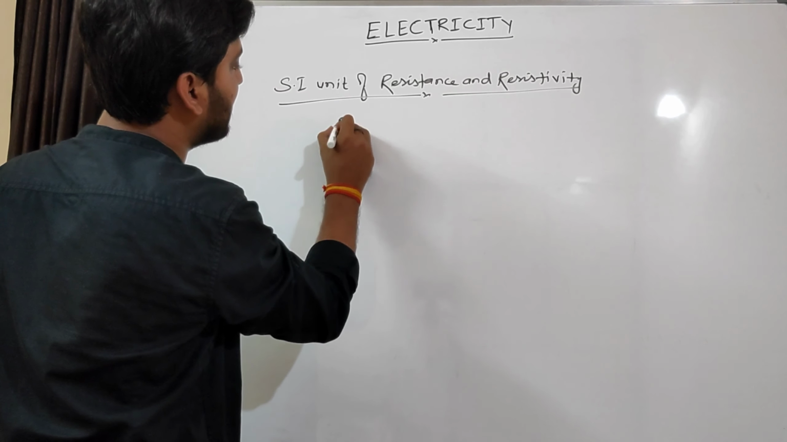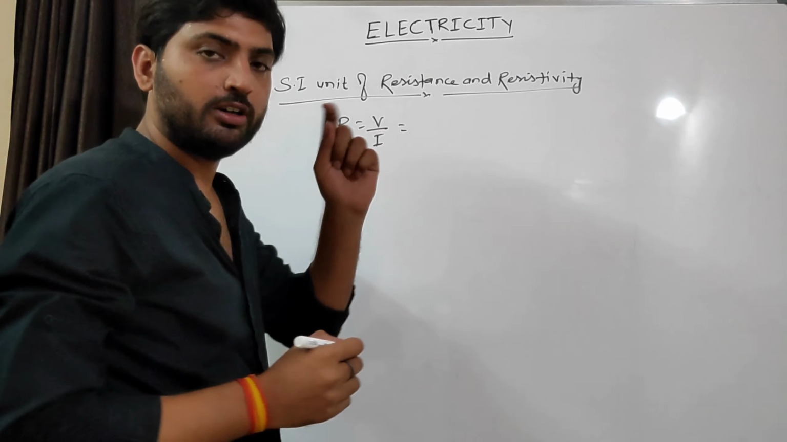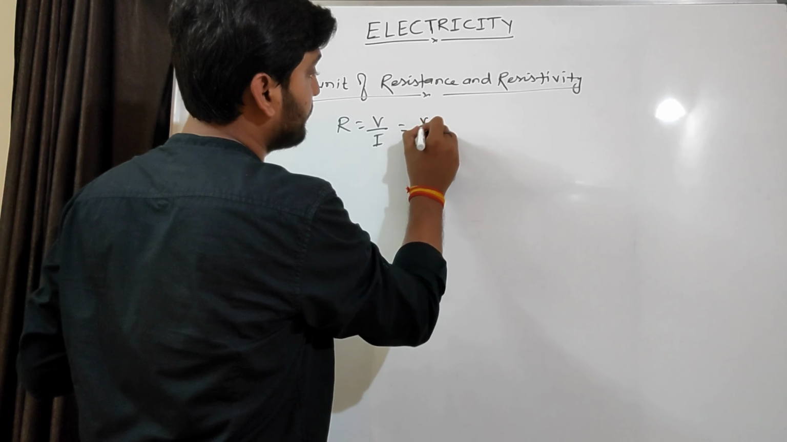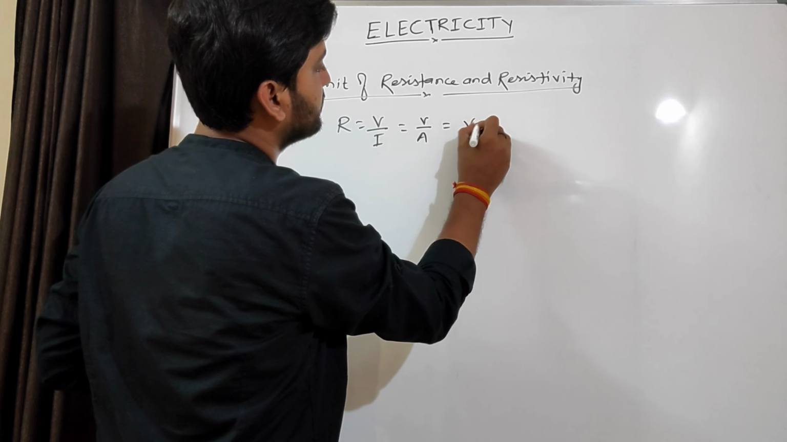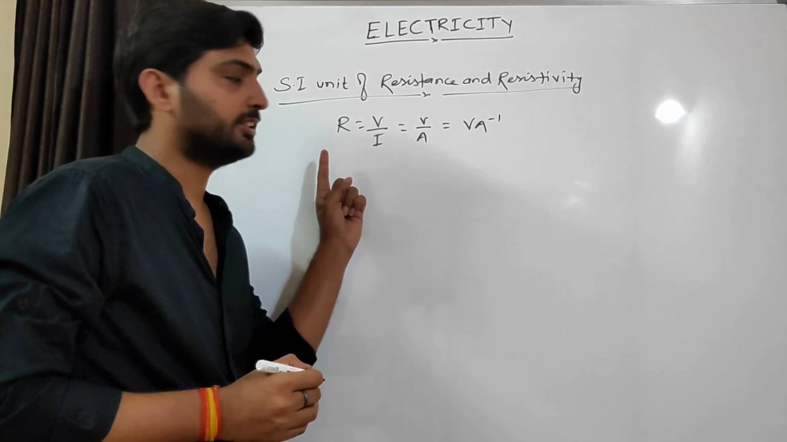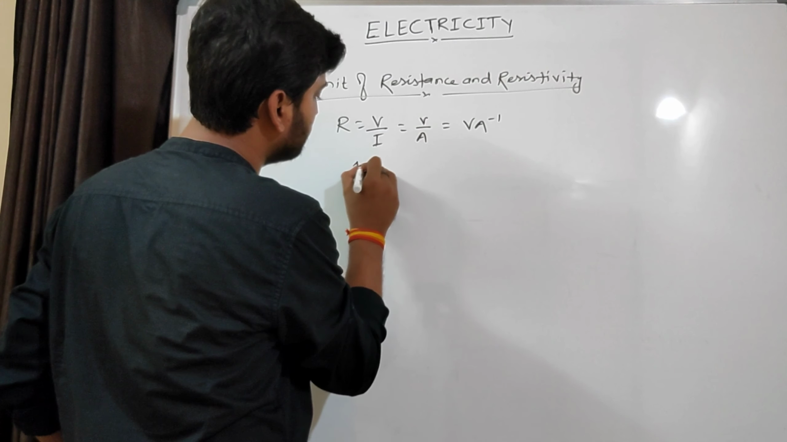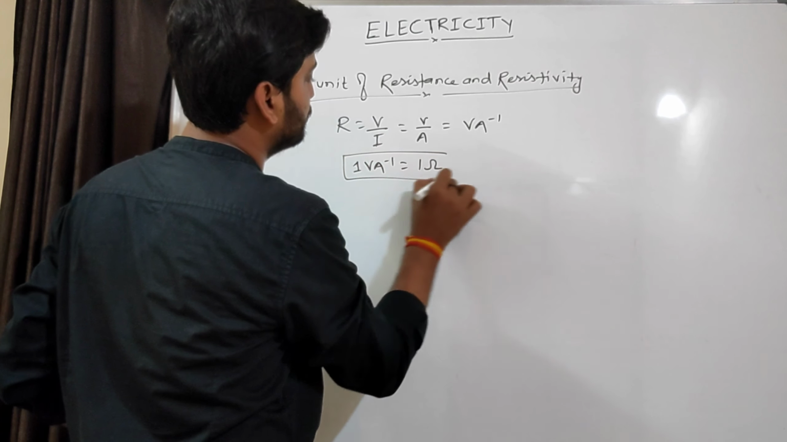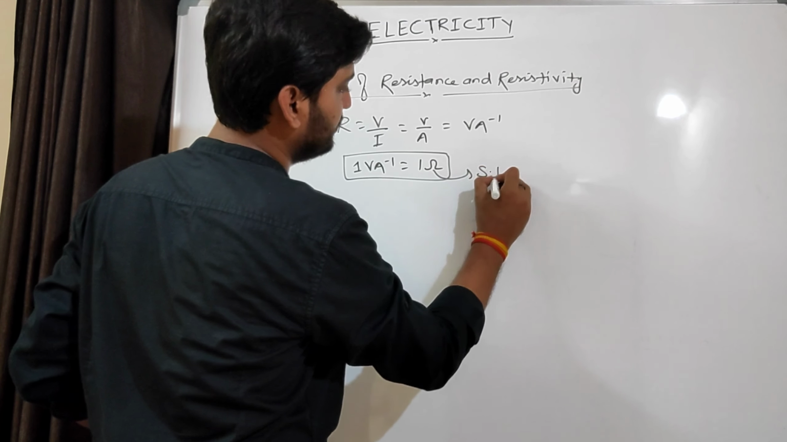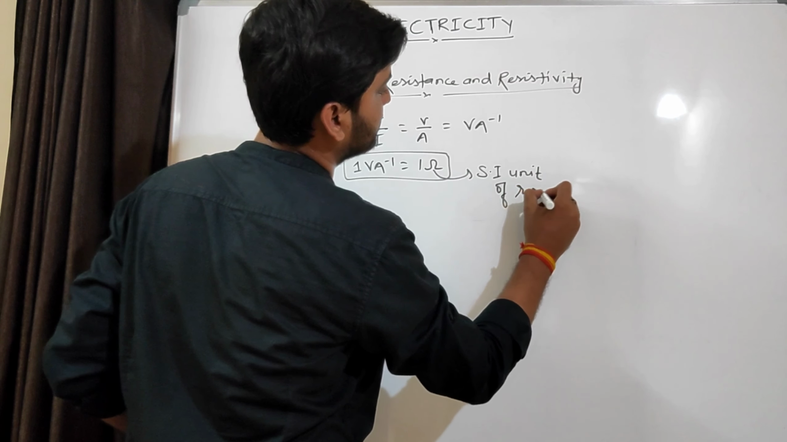We know resistance R is equal to V by I. What is the unit of V? Already explained to you, volt. What is the unit of I? Ampere. That's resistance. The unit of resistance is volt per ampere, and we know 1 volt per ampere is equal to 1 ohm. So this is the SI unit of resistance.